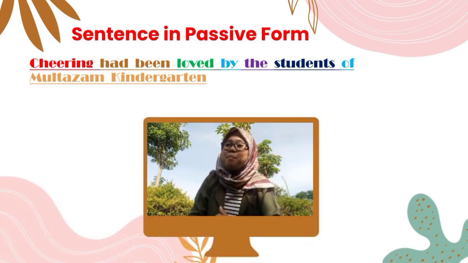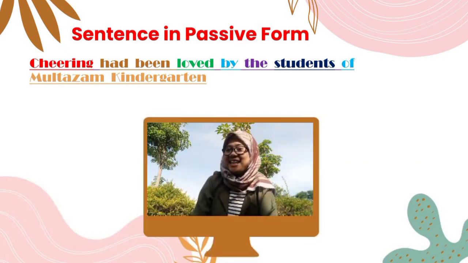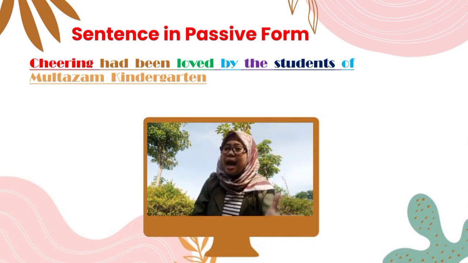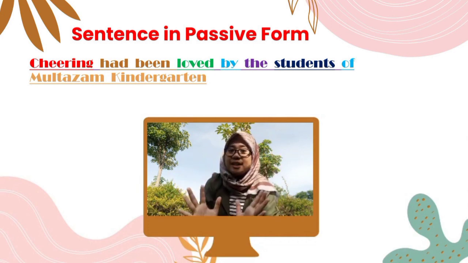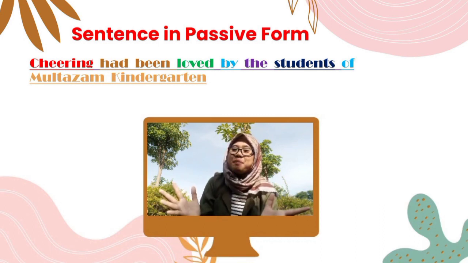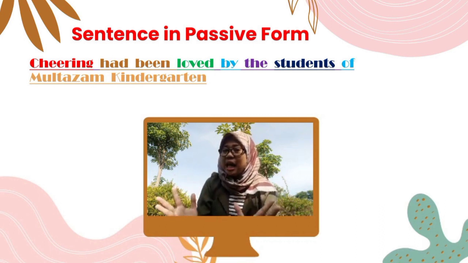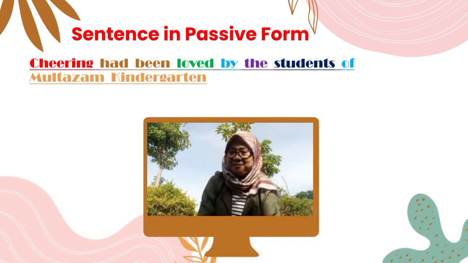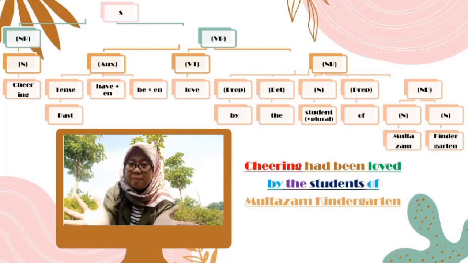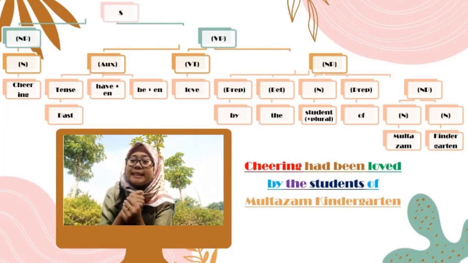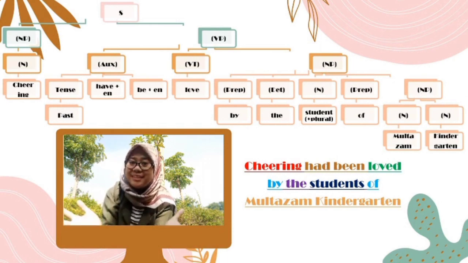And now let's move to the passive sentence. The sentence is: cheering had been loved by the students of Multazam Kindergarten. Again, cheering had been loved by the students of Multazam Kindergarten. The sentence here consists of NP and VP. The NP for the sentence is cheering. The part of speech of cheering here is a noun.